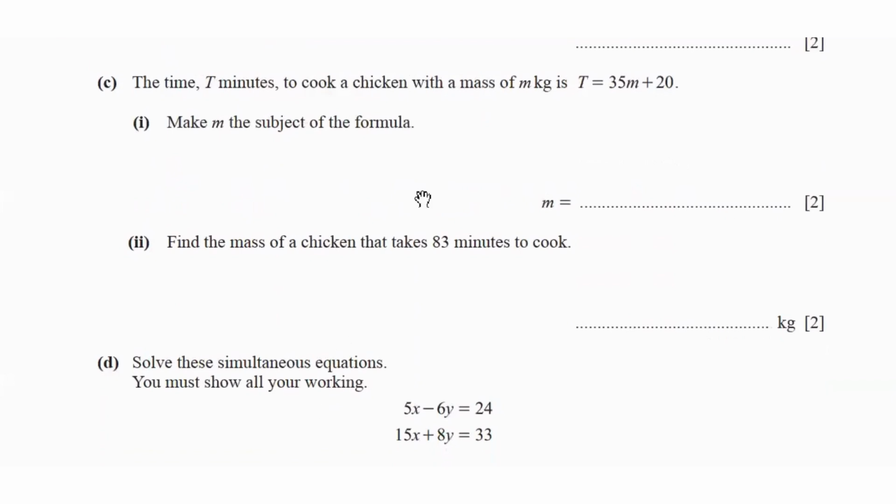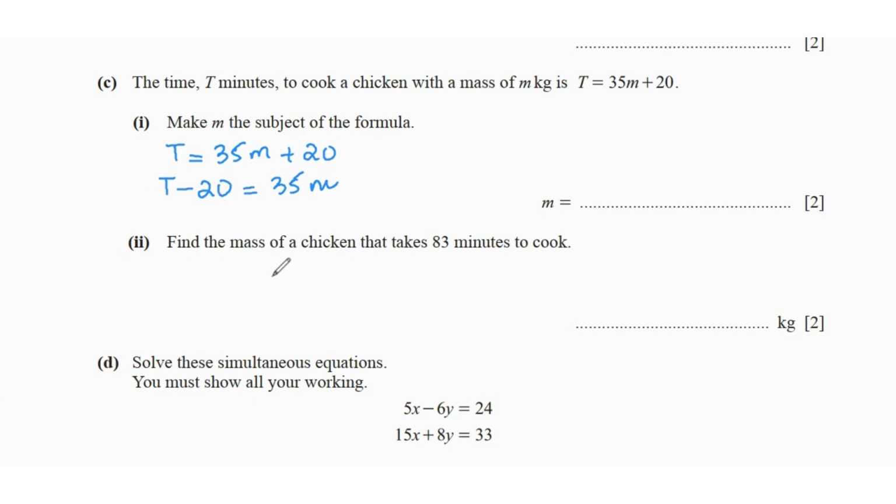Part C says the time t minutes to cook a chicken with a mass of m kg is t equals 35m plus 20. Make m the subject of the formula. So we have t equals 35m plus 20. First, we're going to take 20 to the other side. So that's t minus 20 equals 35m. The reason why I did not take 35 to the other side first is because 35 is being multiplied to the variable that we're trying to make the subject.